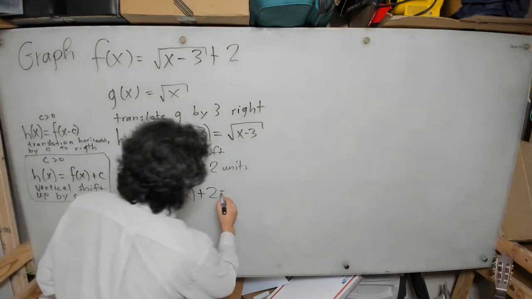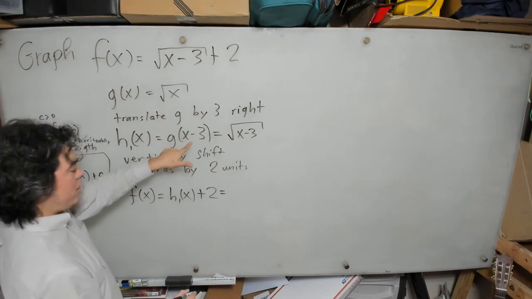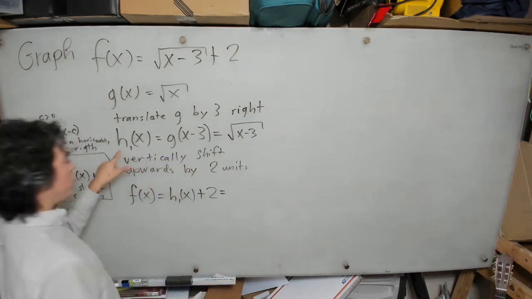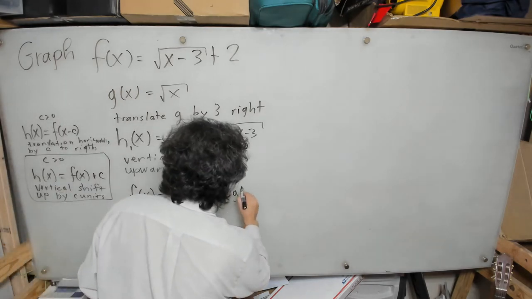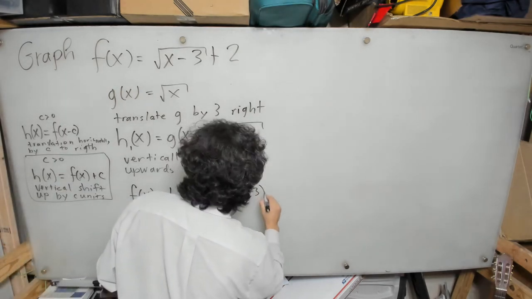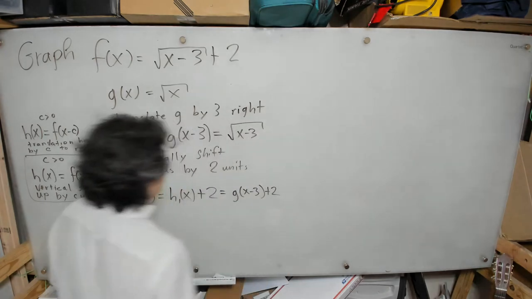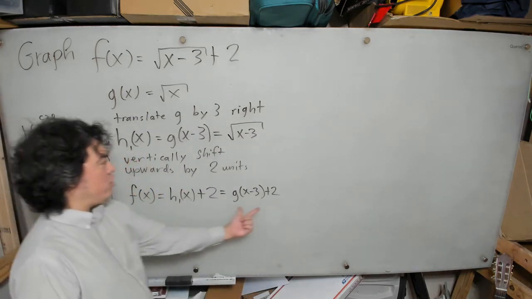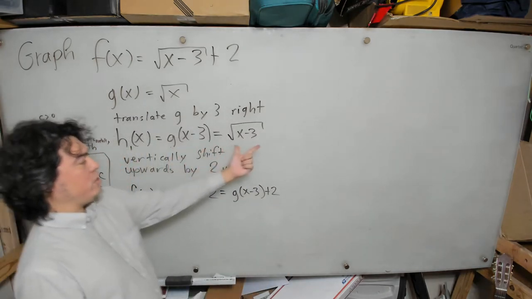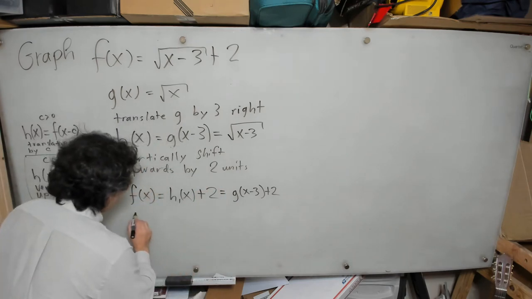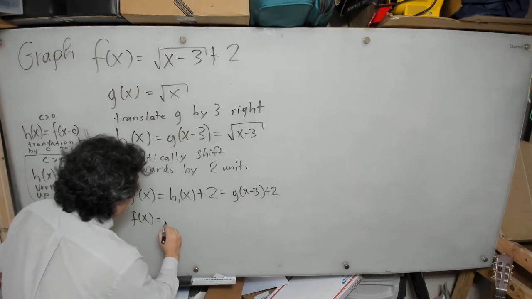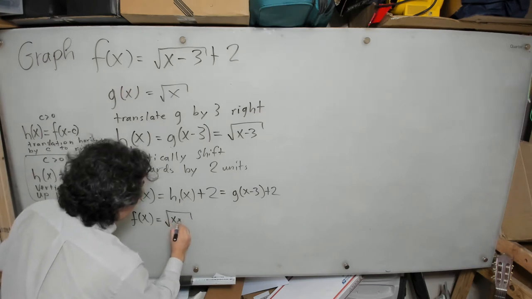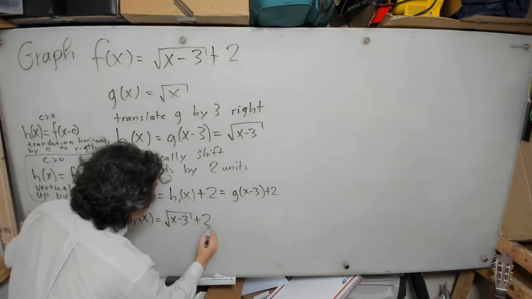Then, but what is that? That's g of x minus 3 plus 2. Because what is h1 of x? h1 of x is g of x minus 3. So that's going to be g of x minus 3 plus 2. And what is g of x minus 3? Well, we already saw that g of x minus 3 is the square root of x minus 3. So I can rewrite this as f of x equals the square root of x minus 3 plus 2.